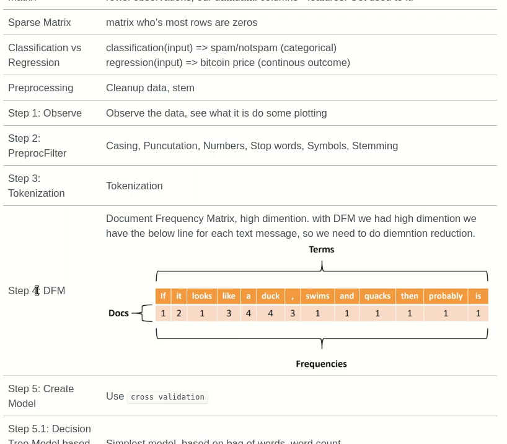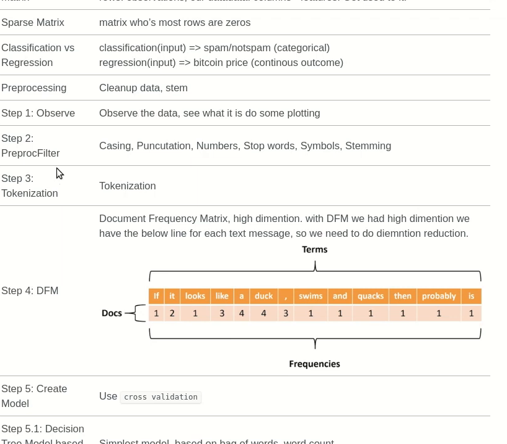We are talking about specifically the steps for machine learning for NLP, but it's not necessarily for NLP, because observing and pre-processing for filtering, and maybe even tokenization of data and DFM, can be applied to other topics other than NLP. So DFM is a short name for document frequency matrix.